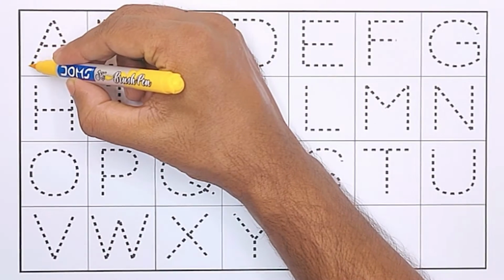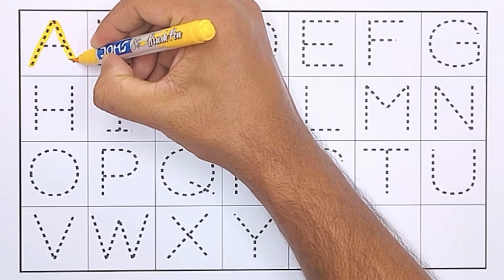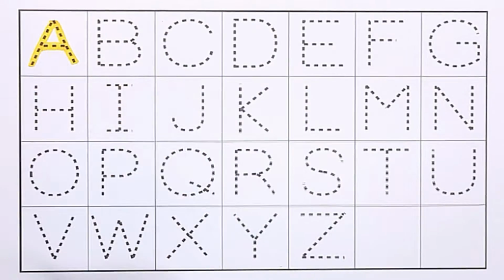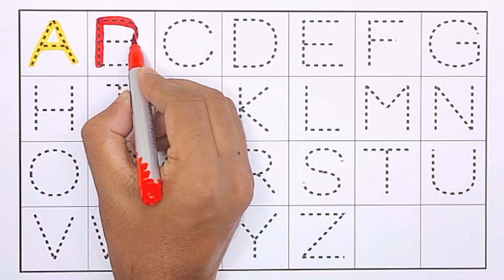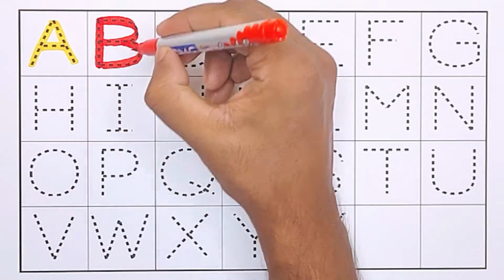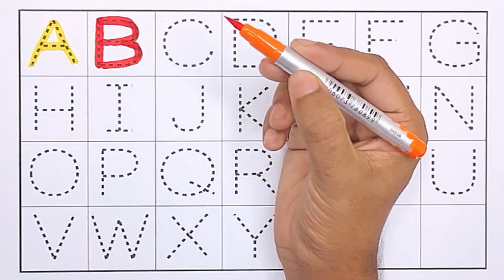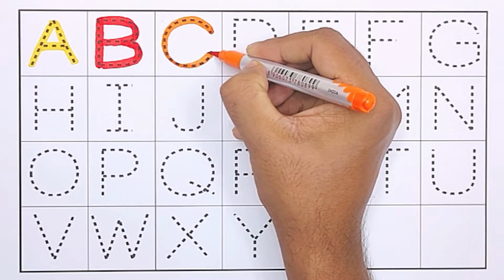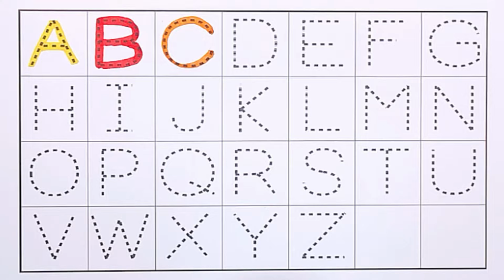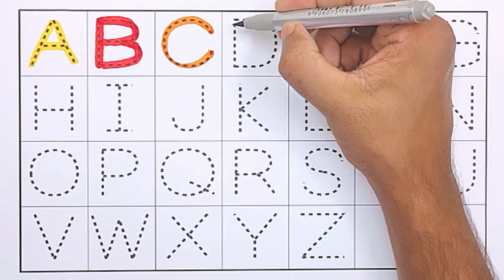Yellow color. A for apple. Red color. B for ball. Orange color. C for cat. Gray color.